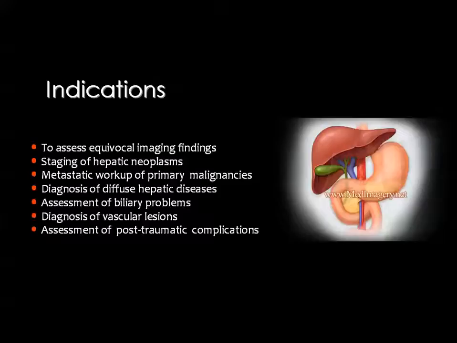Also, the diagnosis of diffuse hepatic disease can be performed by a combination of ultrasound, CT, and MRI whenever relevant, as I will explain to you. Then the biliary problems will be discussed in a separate lecture. The vascular lesions, you know that CT now, especially the multi-detector CT, is one of the major tools in assessment of vascular pathology. And the assessment of post-traumatic complications has been explained in the lecture of abdominal trauma.